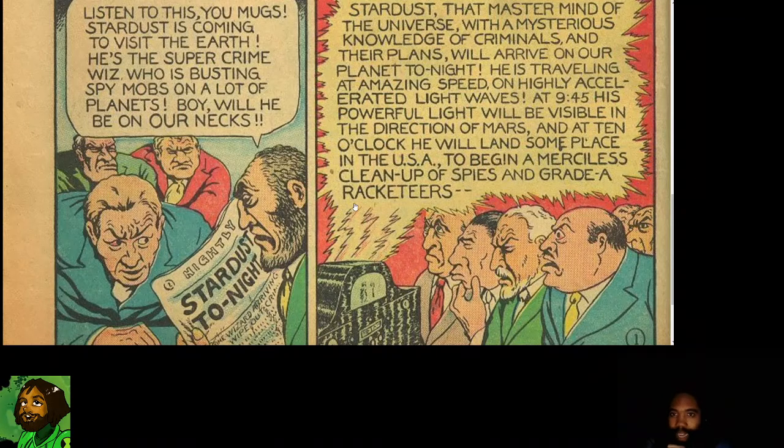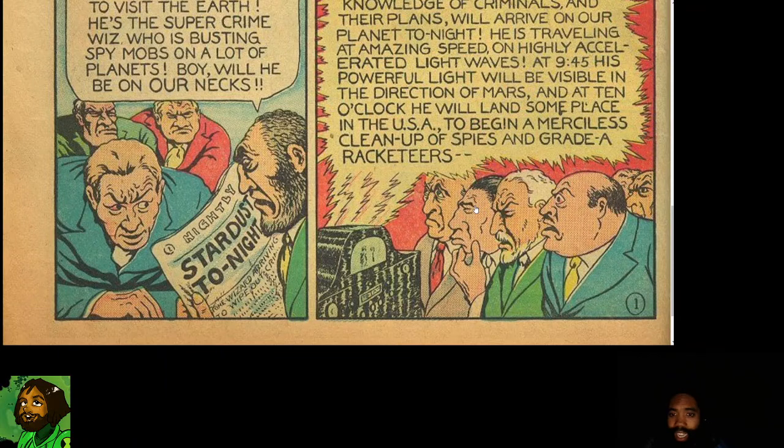Stardust, that mastermind of the universe with the mysterious knowledge of criminals and their plans, will arrive on our planet tonight. He is traveling at amazing speed on highly accelerated light waves. At 9:45, his powerful light will be visible in the direction of Mars, and at 10 o'clock he will land someplace in the United States of America to begin a merciless cleanup of spies and grade A racketeers.